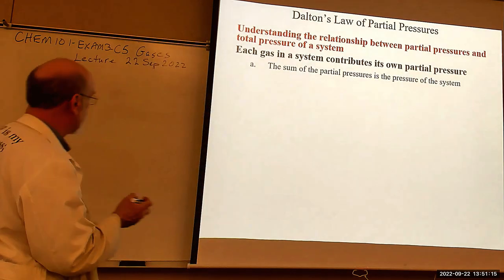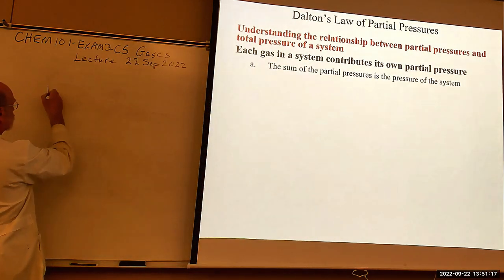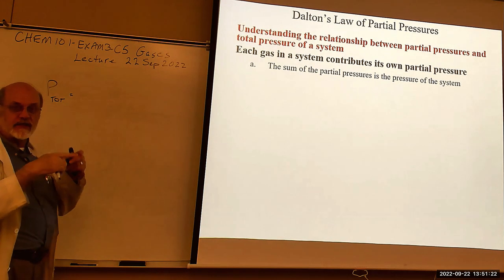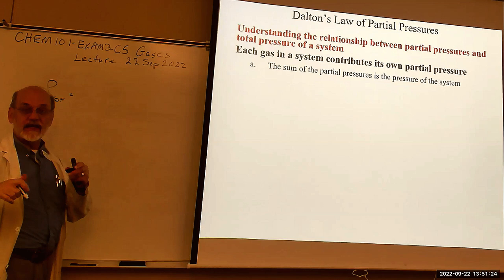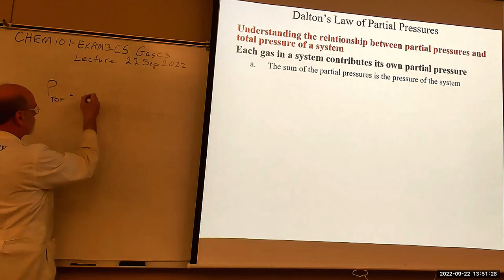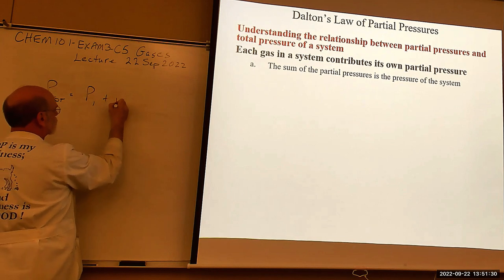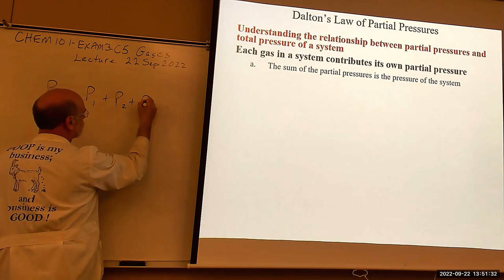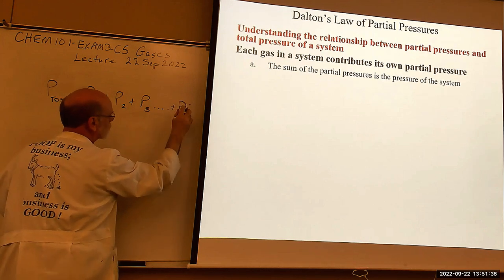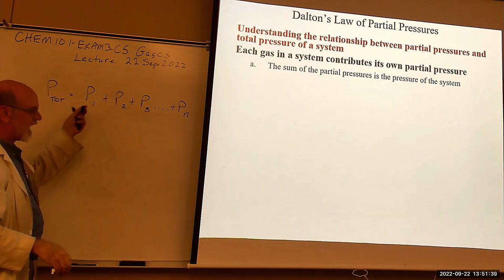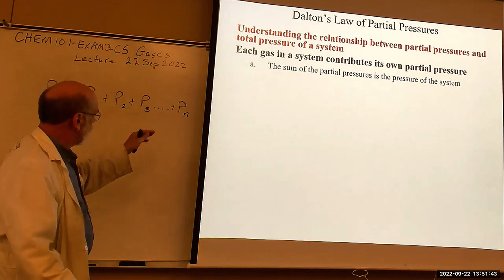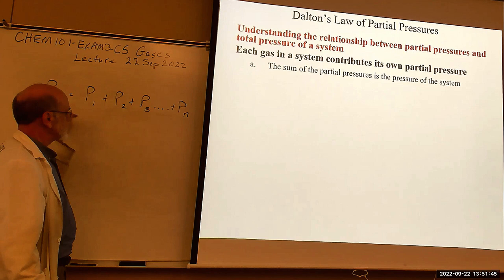It simply says that the measured pressure, the total, is equal to the individual pressures of each of the gases if they were measured separately in the same container. So the pressure of this gas plus the pressure of that gas plus the pressure of that gas on out to however many gases you have in the mixture. Doesn't matter how many. Add up all these partial pressures and you get the total pressure.